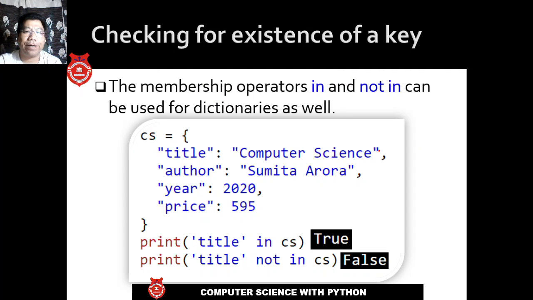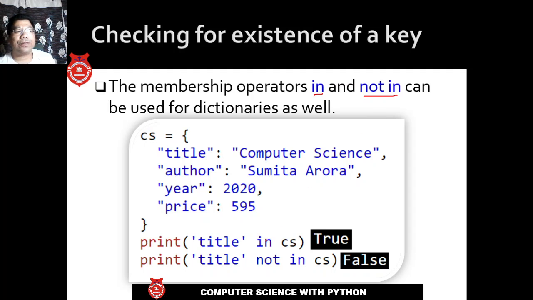Now let's talk about how we can check the existence of a key inside a dictionary. The membership operators, the in operator and the not in operator, can be used to check whether that key exists in the dictionary or not.